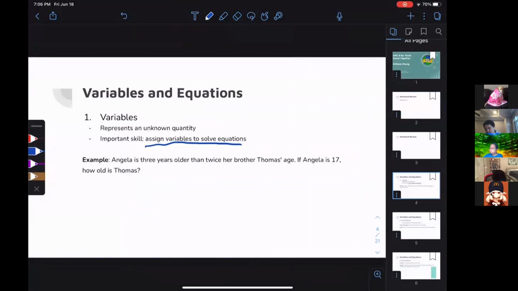So for example, we're given Angela is 3 years older than twice her brother Thomas's age, and if she is 17, how old is Thomas? And so can someone tell me what's the variable that you want to assign? Don't jump to the answer straight away just yet. We want to make sure that you know how to use the right variables to solve this.